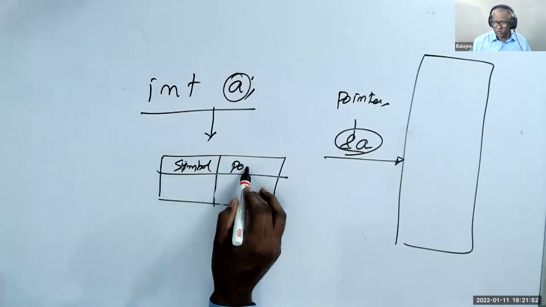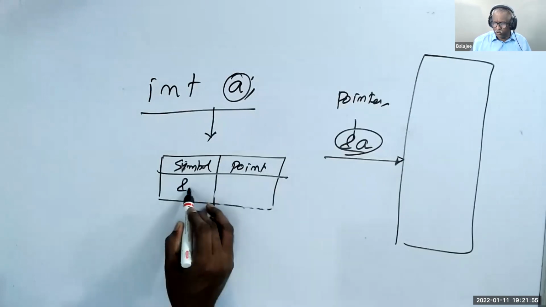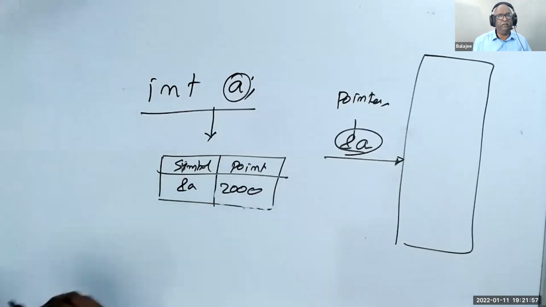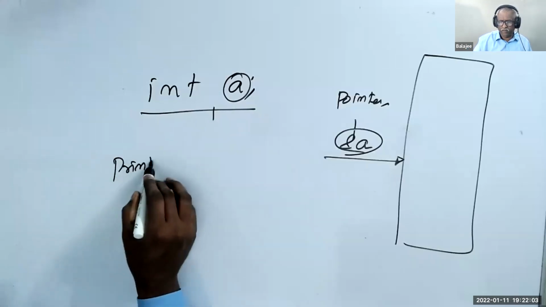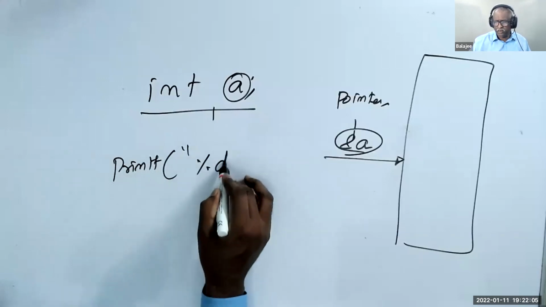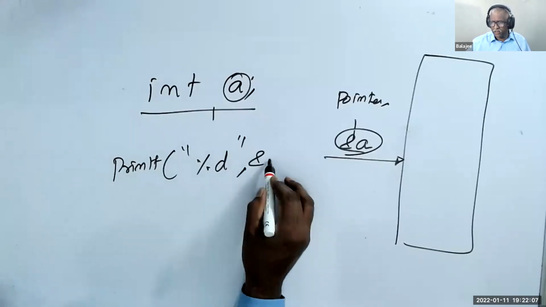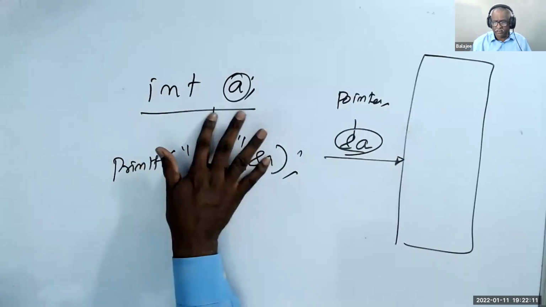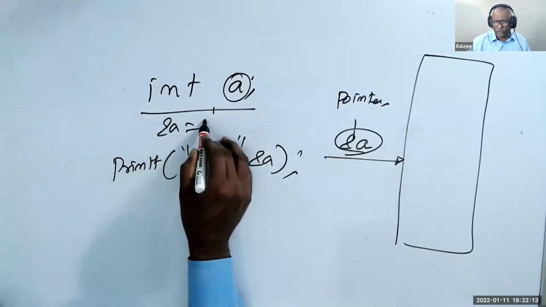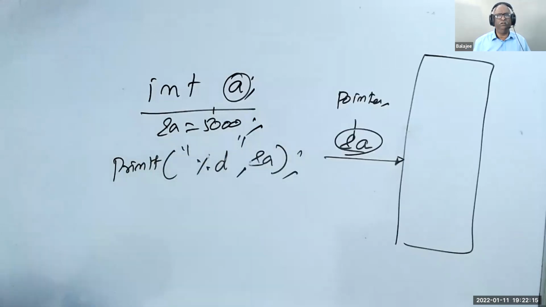Pointer. And A is 2000. But if you want to see where it is, you can say printf %d, comma, and A. You can read and find the address, but you cannot say that and A is equal to 5000. That is not possible. Now let us see that.